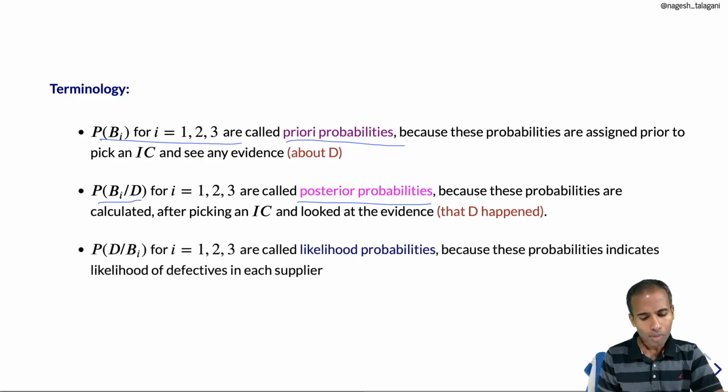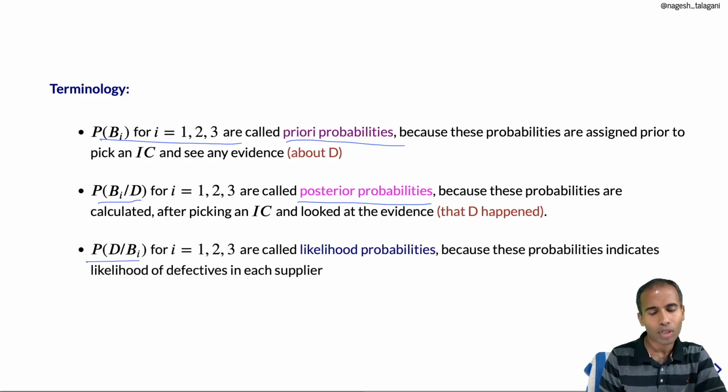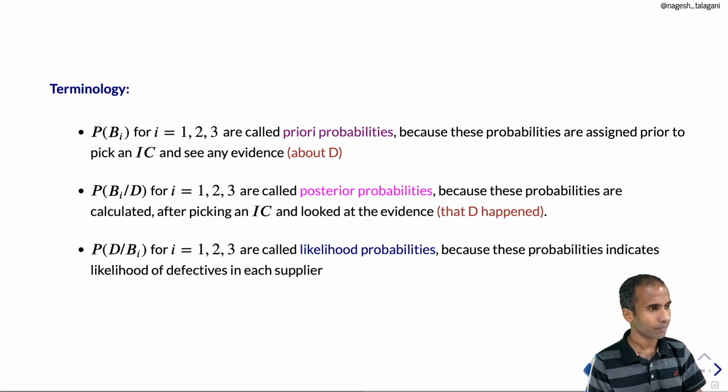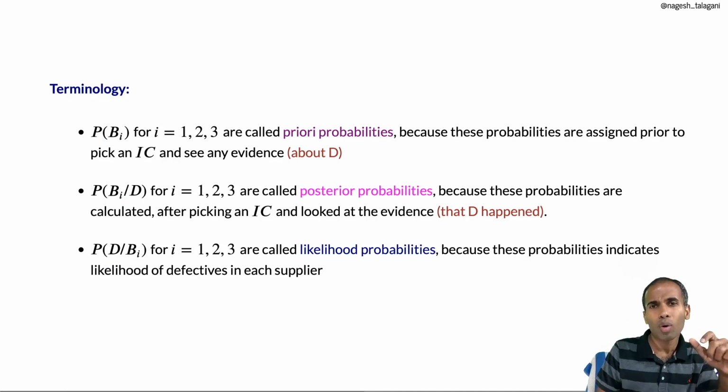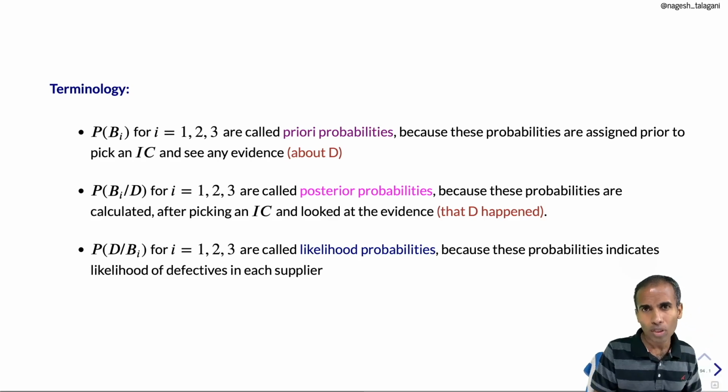And the probability of D given Bi for i equal to 1, 2, 3 are called likelihood probabilities because these probabilities indicate likelihood of defectives in each supplier. Okay, fine. Now, what we did in question 1 of the problem is going to be generalized as total probability theorem, and what we did in question 2 of the problem is going to be generalized as Bayes theorem. Okay. Now we are going to see total probability theorem.